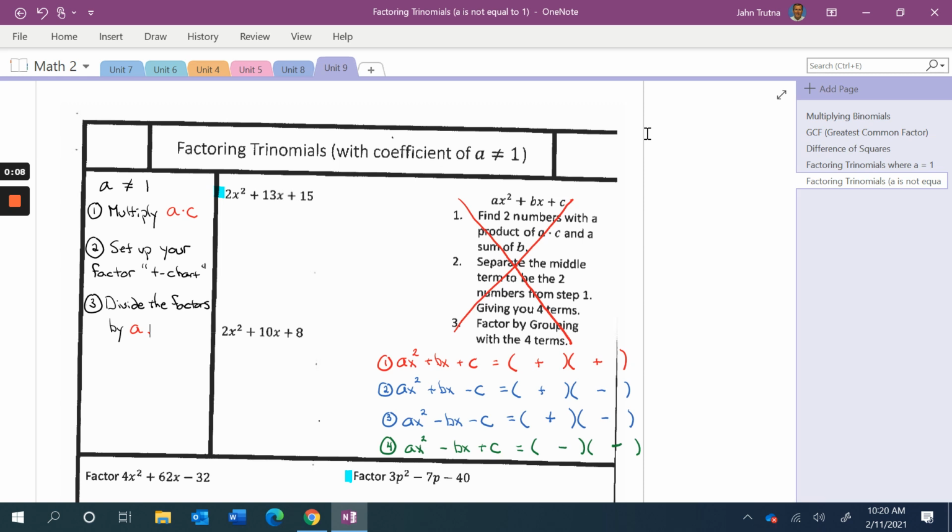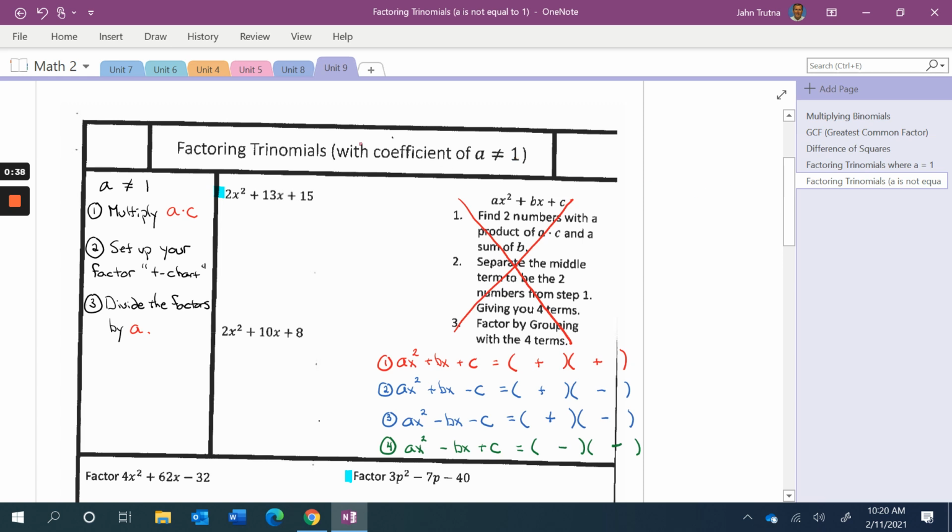We are on page 27 and page 28 of your notes packet. What we're going to be doing is building upon the concept of how to factor trinomials. But in this case, we're going to look at what to do when you have to factor a trinomial and the a value, which is the value in front of the x squared, is not equal to 1.